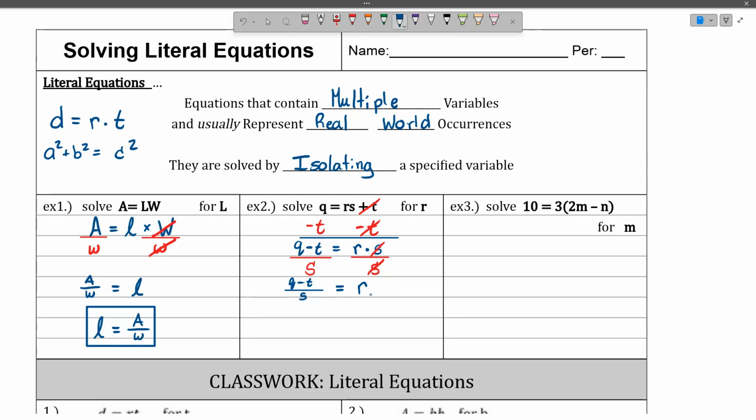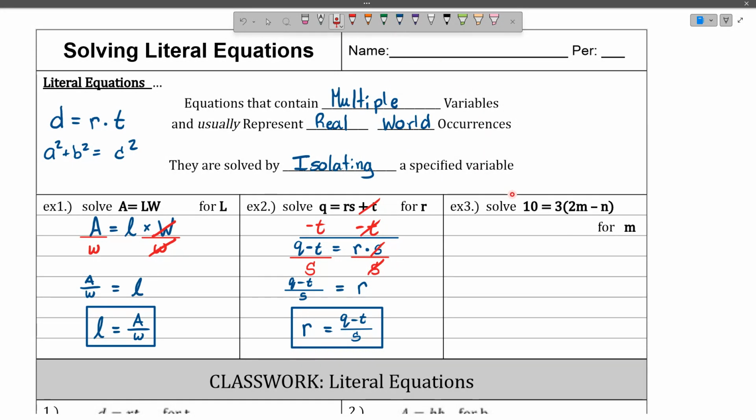This is isolated, so it's solved. Let's clean it up. Put the r first, we'll put q minus t, and then we'll put it over s. There you go. Another solved literal equation. Okay, last one. Here it is.